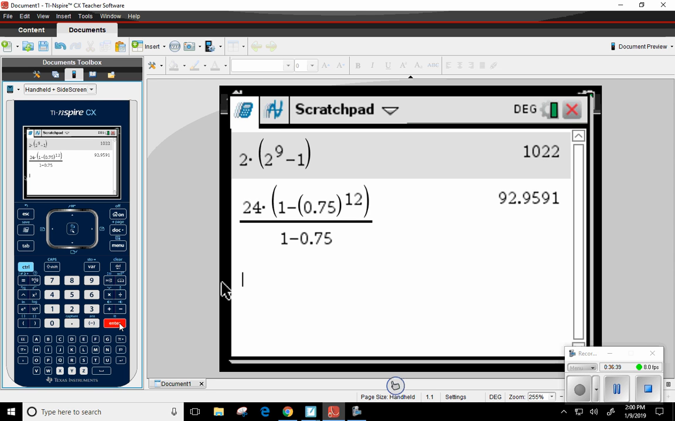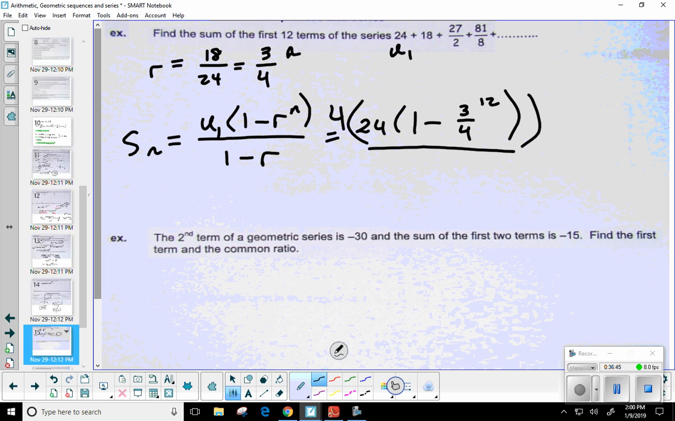Okay. In fact, what would that be to 3 sig figs? 93.0. Okay. All right. Questions?